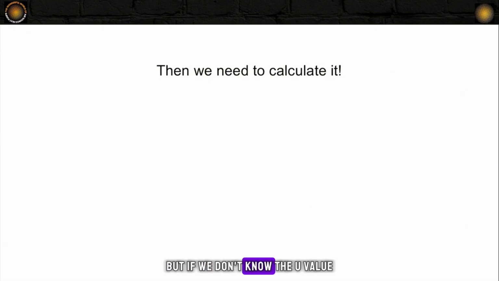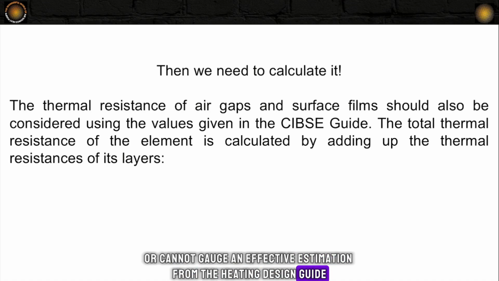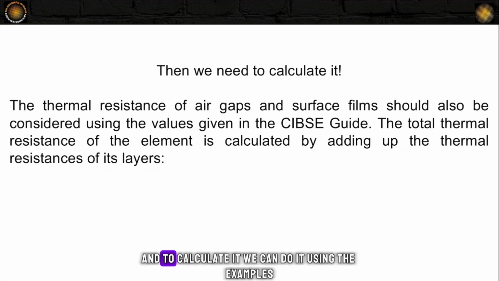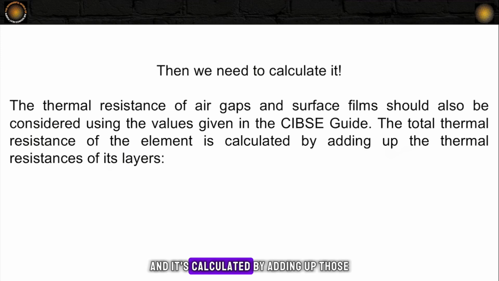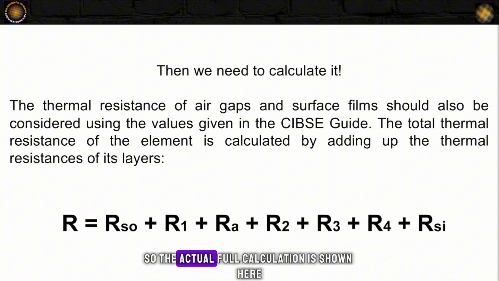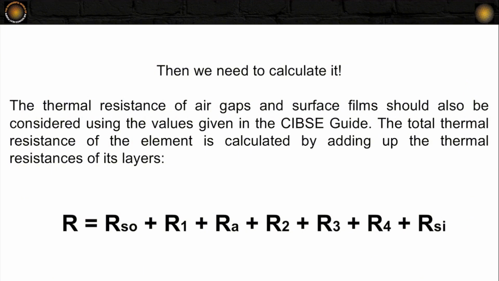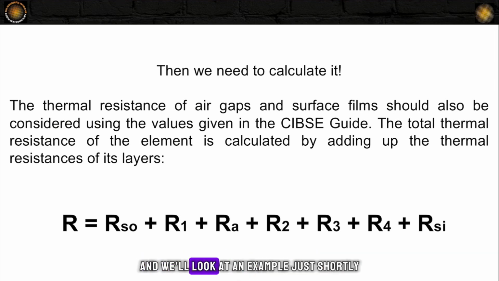But if we don't know the U value or cannot gauge an effective estimation from the heating design guide, we may need to calculate it. And to calculate it, we can do it using the examples which are in the domestic heating design guide. And it's calculated by adding up those values from section A through to G in our example. So the actual full calculation is shown here. So the total thermal resistance is the sum of, we term it RSO, added to R1, added to RA, R2, R3, R4, and RSI. And I'll explain exactly what all these are, and we'll look at an example just shortly.